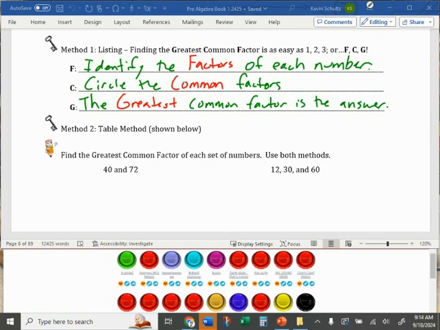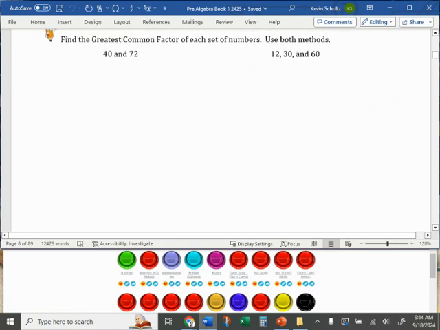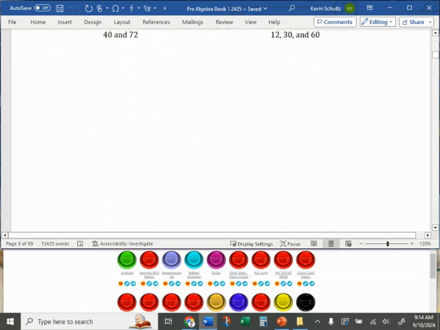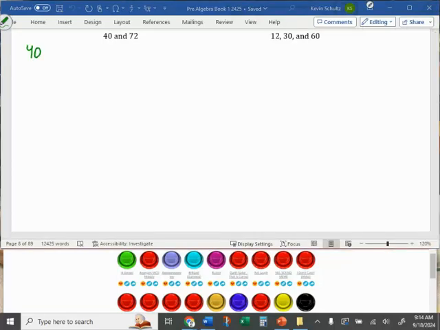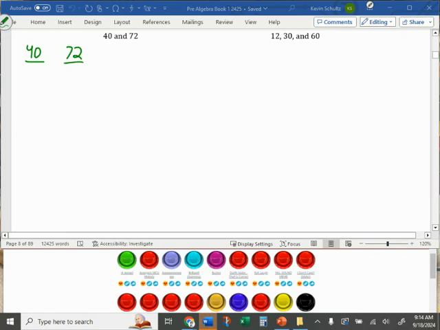So for example, everyone done writing this down? I'm going to scroll down. For example, if we have 40 and 72, and again, we're going to do 2 methods here, so leave some space here. But we're going to start by listing the factors of each number. So here we have 40, here we have 72. What are the factors of 40? What number is going into 40 evenly? And here's where knowing your multiplication table, knowing your factors is going to be beneficial.